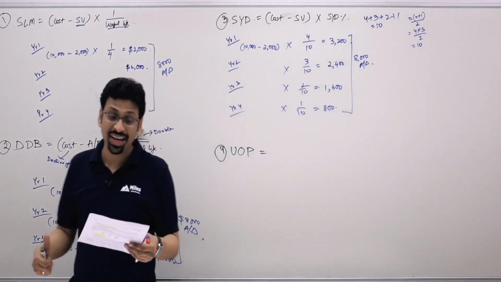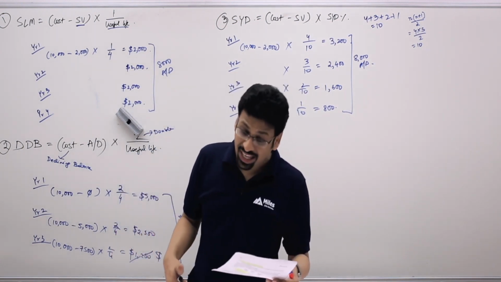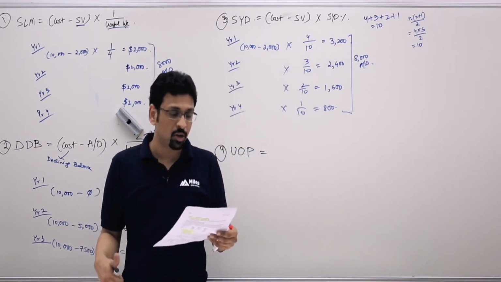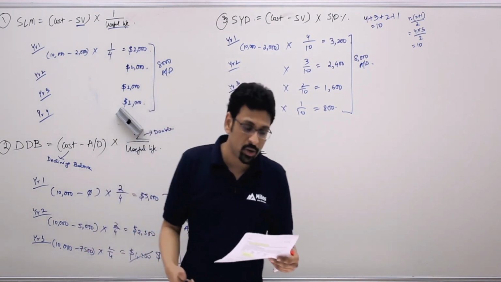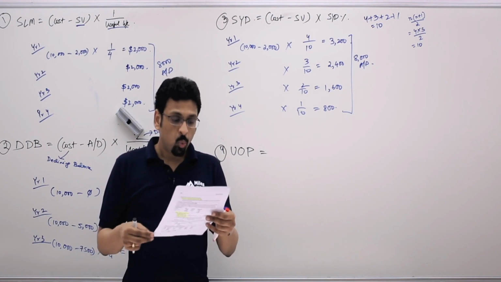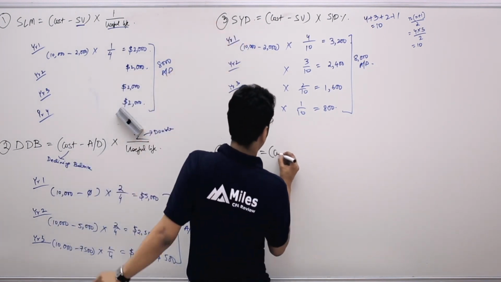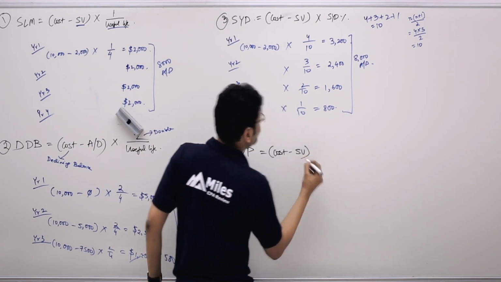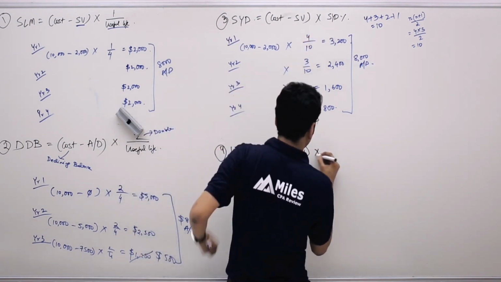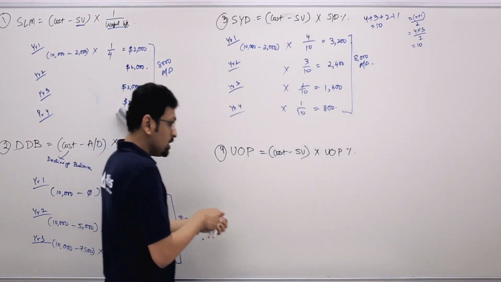Machine expected to have an estimated total output of 1,000 units over its life. Actual output was 150 units per year for 2001 and 2, and 200 units per year for 2003 to 2004. Now, what you do in this case is, the base is the same. So you have cost minus salvage value, and instead of the SYD percentage, you have the UOP percentage, or the units of production percentage.